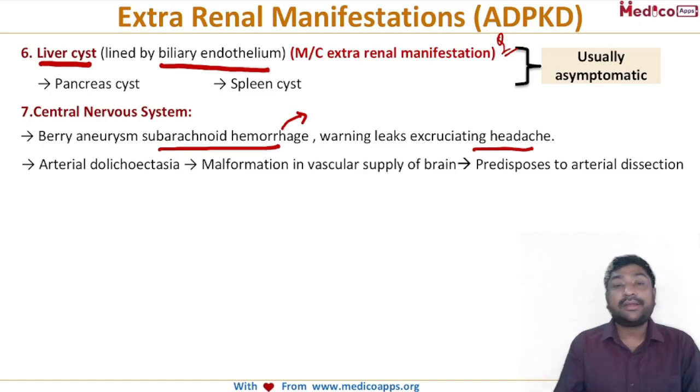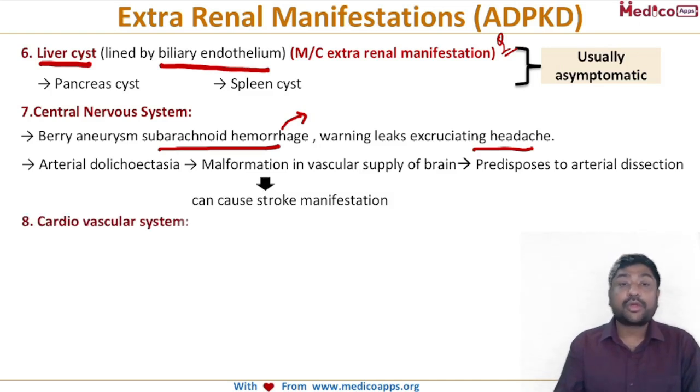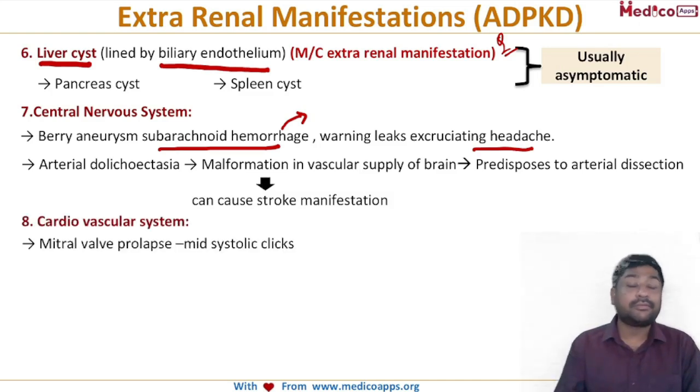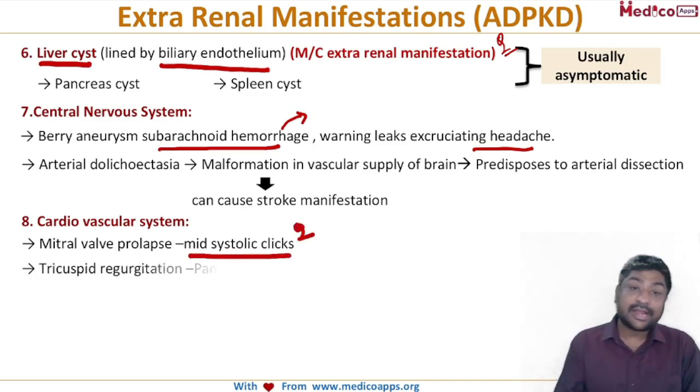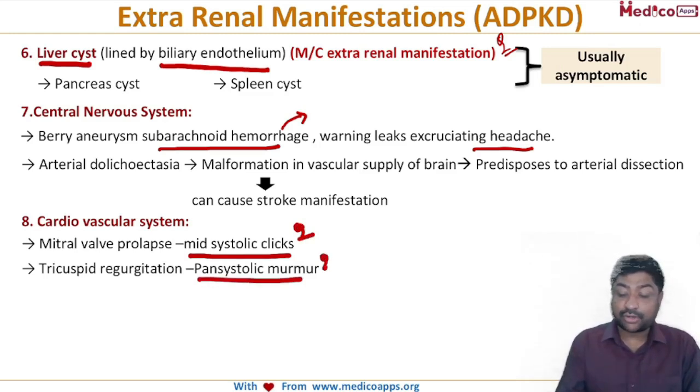Also, there can be arterial vascular malformation, and again, that can cause symptoms of stroke. So this is the extrarenal manifestation pertaining to the central nervous system. When we talk about the cardiovascular system, there can be mitral valve prolapse, which they can indicate in the question with mid-systolic clicks, and there can be tricuspid regurgitation when they talk about a pansystolic murmur.